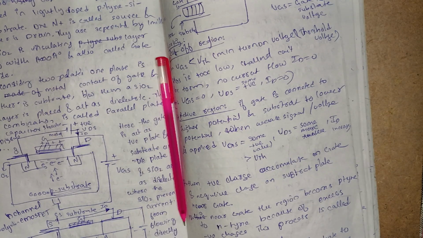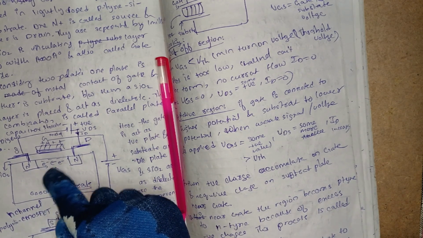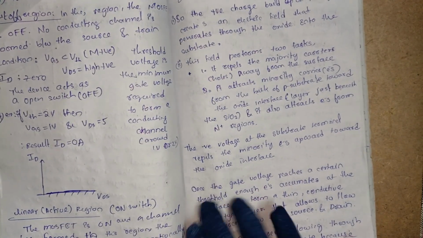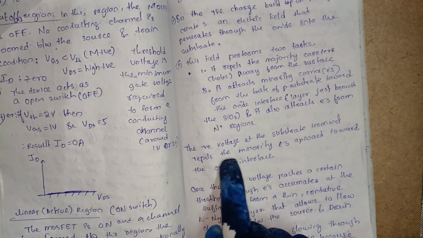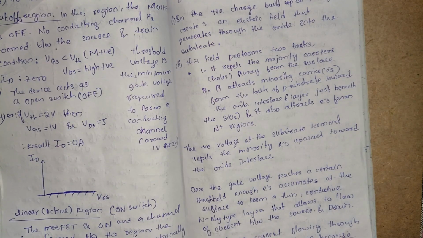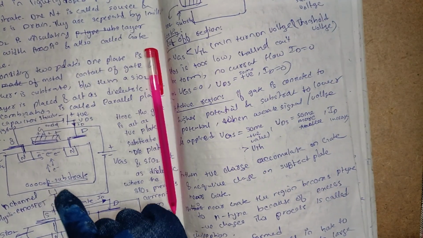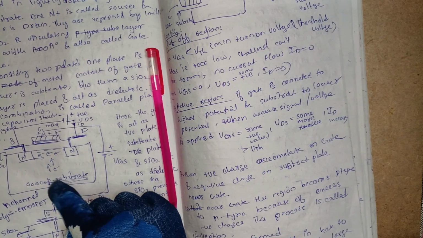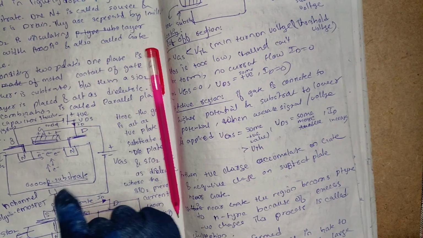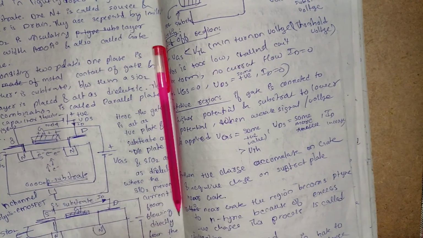So here the electrons are accumulated. The negative voltage at the substrate terminal repels the minority electrons upward towards the oxide interface. From here also we have applied negative voltage, so electrons of the p substrate, which are the minority carriers, are repelled by this voltage and flow towards the gate.